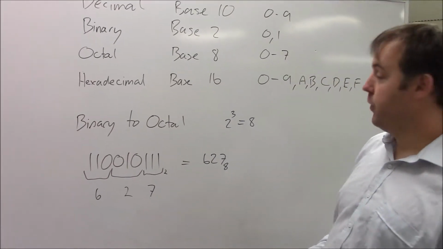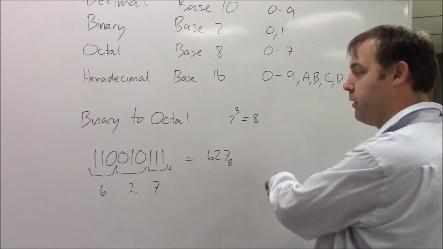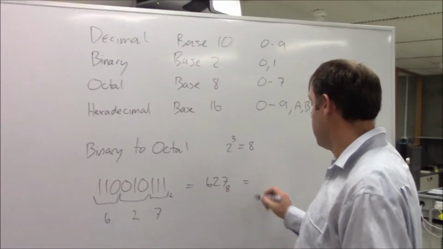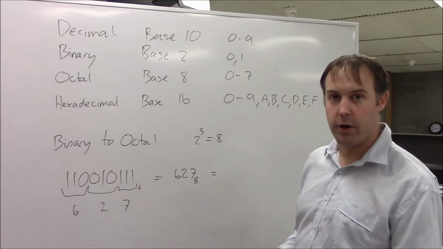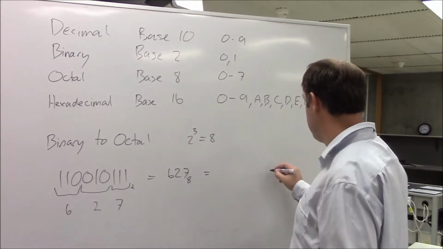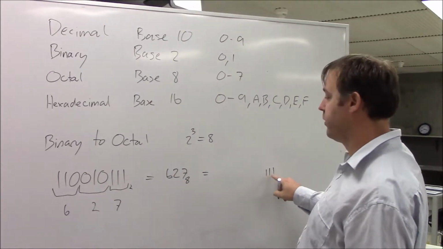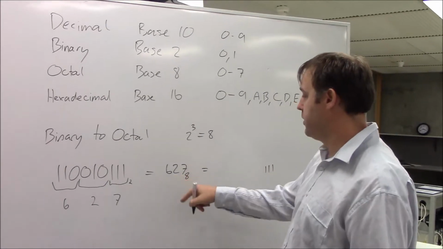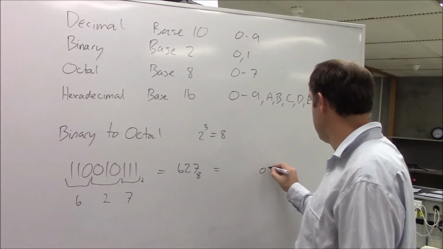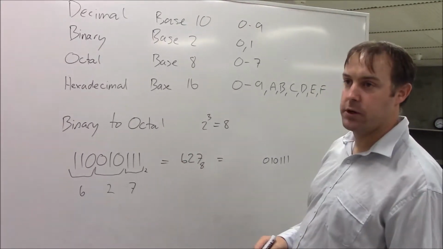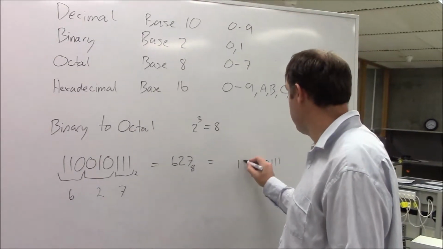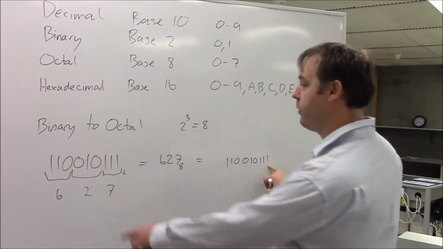And the reverse, from octal to binary, is just as easy. I look at each digit at a time, 7, and I write it down in binary. So 7 in binary is 111. It's a 4 plus a 2 plus a 1. A 2 is 0, 1, 0. And 6 is a 4 and a 2 and no 1s, so it's 1, 1, 0. You can see we've got the same number.